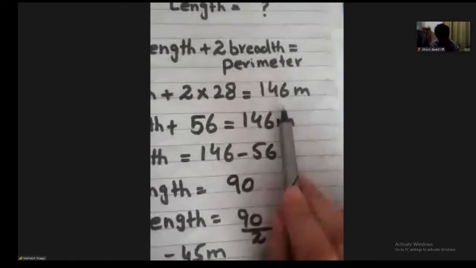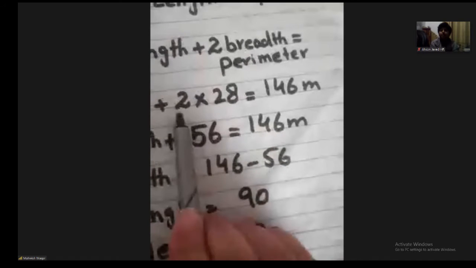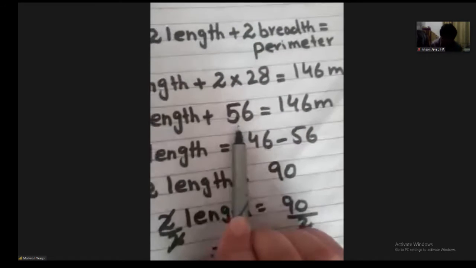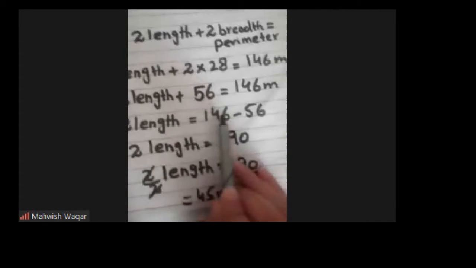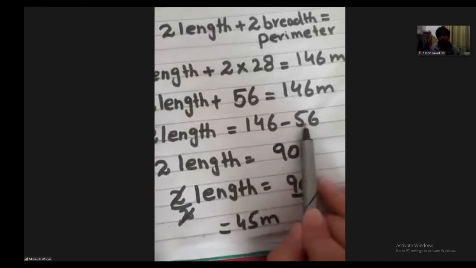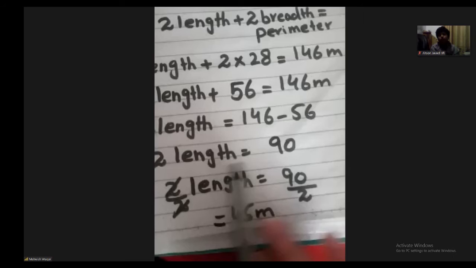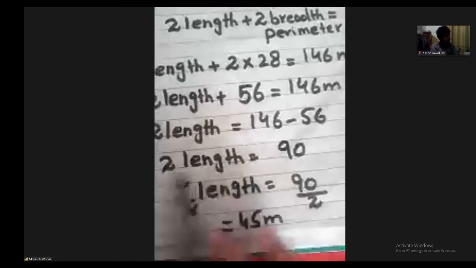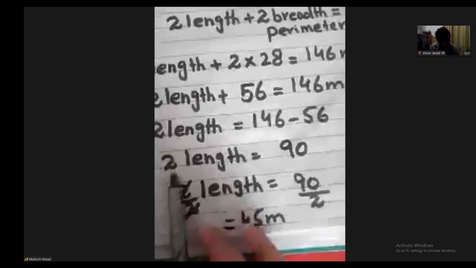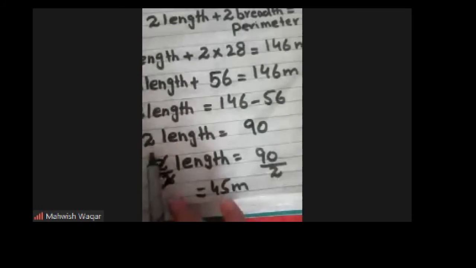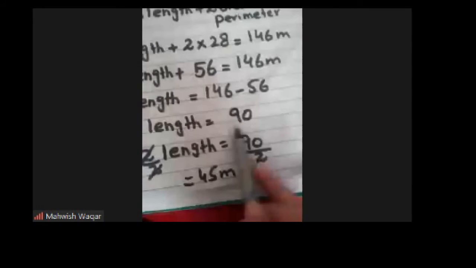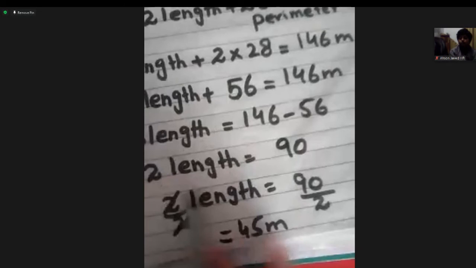Now what we have to do, when we multiply 28 with 2, we will get 56. Got it? 146 as it is. When we move this value to the right side of the equation, it will become subtraction. 146 minus 56, this will become 90. Why are we now dividing 90 with 2? Because 2 is multiplying here with length. When we move 2 to the right side, we will divide both sides by 2. This will become 90 by 2 and you will get your answer, 45. Got it?